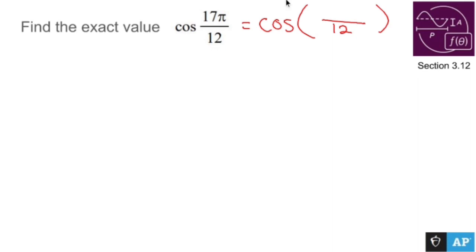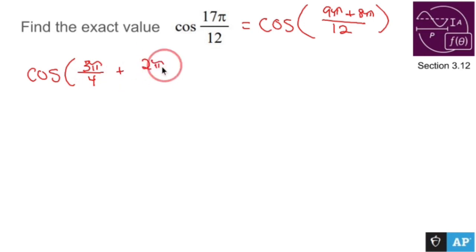So what two numbers could I add together to get me the 17 that if I divide them by 12, I get some magic numbers? Well, let's try 9 pi. And let's try 8 pi. And what that does is that gets me cosine 3 pi over 4 plus 2 pi over 3. And now those on separate occasions are things that I can do.